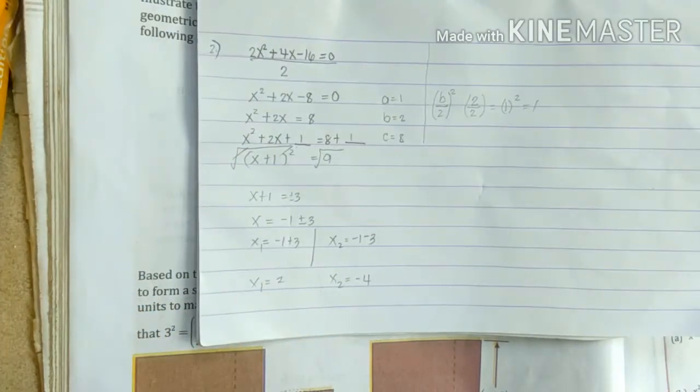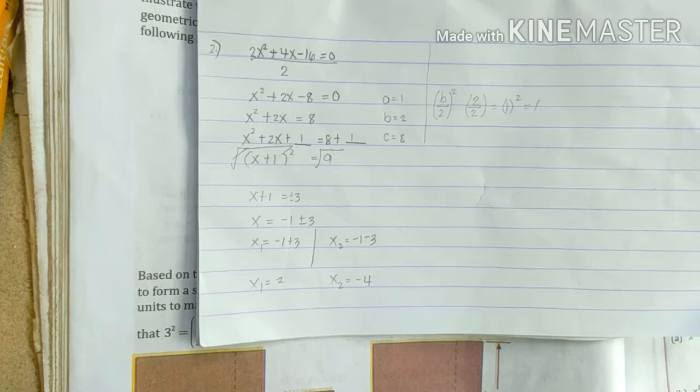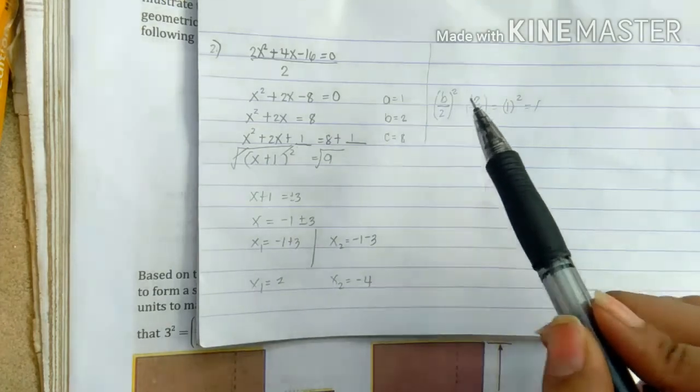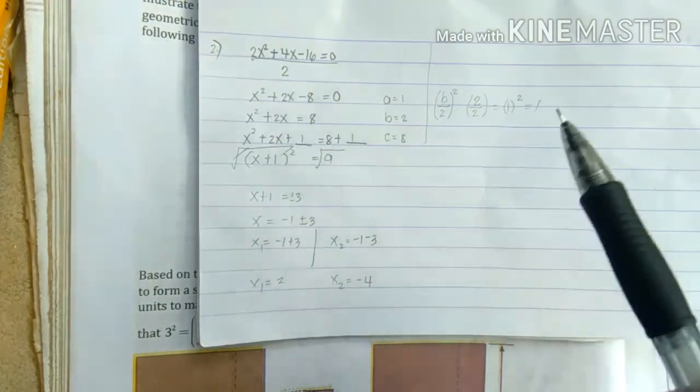So did you get it now, everyone? Again, practice. Don't forget this: b over 2, then you square.